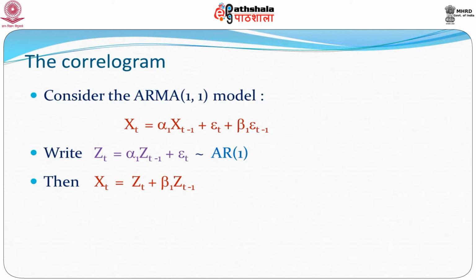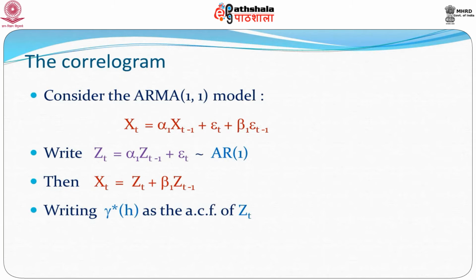So, we can always do this, break this into two components. One looks like the AR1, which is the z t part, and x t looks like the MA1 with z t as the innovations. Now, once we do this, we will call gamma star h the ACF of z t, and as before we have gamma h as the ACF of x t.